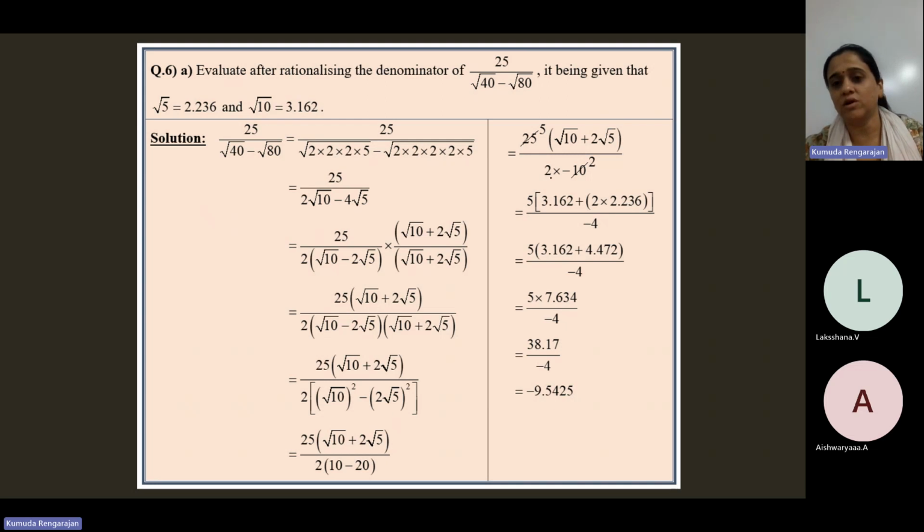We have to rationalize the denominator first. So at this point, it's rationalized, 2 into minus 2, rational. So now apply the value. In place of root 10, use the value given in the question. Root 5, use the value given in the question. Now you just have to multiply this. So you get this and then add these two decimal numbers. And that gives you this one. And 5 into the product is this, divided by minus 4. For this, you have to do the long division, of course. You have to perform the division and find the value. So the value of this number is minus 9.5425.